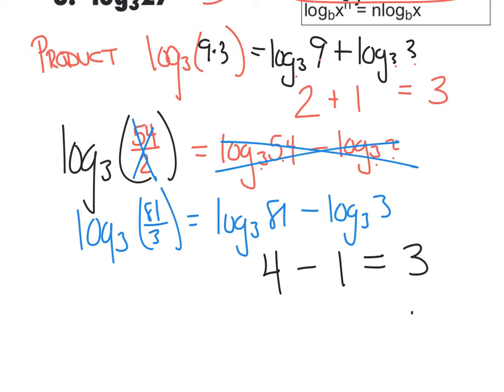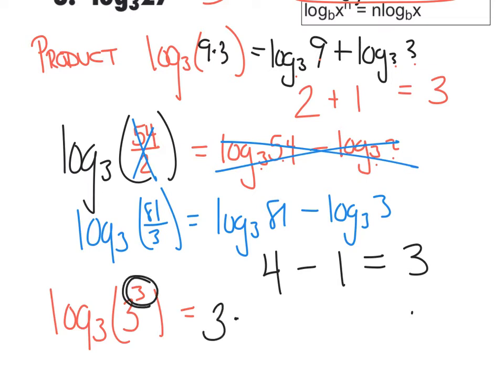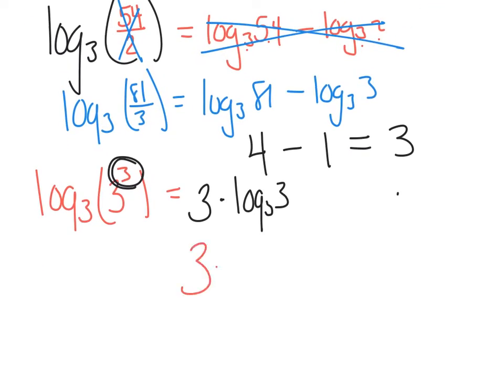Lastly, to get the power property, I'm going to say log base 3 of 27 is actually 3 to the 3rd. So remember, replace it first. Now this property just takes the exponent and brings it in front. So I'm going to say that's 3 times log base 3 of 3. So that's 3 times 3. What power of 3 is 3? Well, that's a 1, so I get a 3 again.